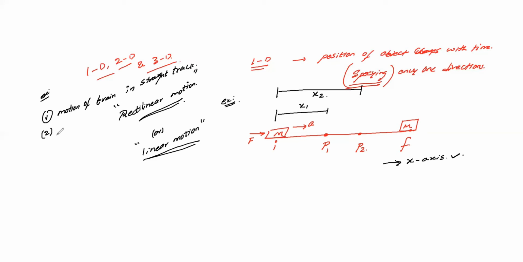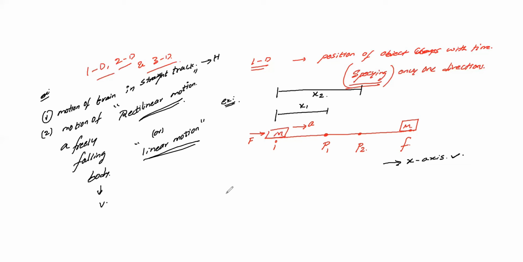Second one, motion of a freely falling body. So it is your horizontal case and it is your vertical case, which are traveling in a straight line. Clear?